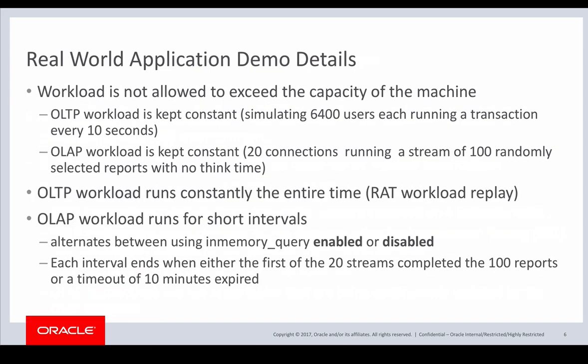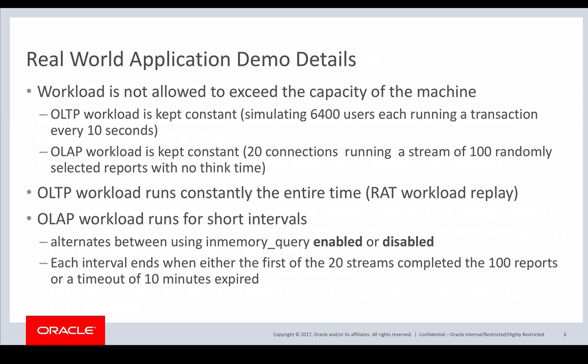For the demonstration, we have separated the OLTP and OLAP workloads so that we can control their execution. The OLTP workload runs for the entire time. It is composed of 6,400 users that run one of a set of transactions every 10 seconds. The total OLTP workload is therefore fairly constant and can be observed in the demonstration between the OLAP workload periods that we will describe next.